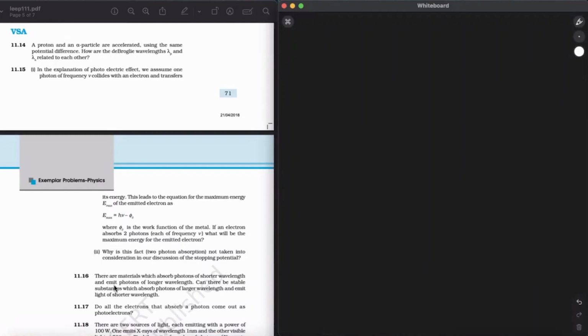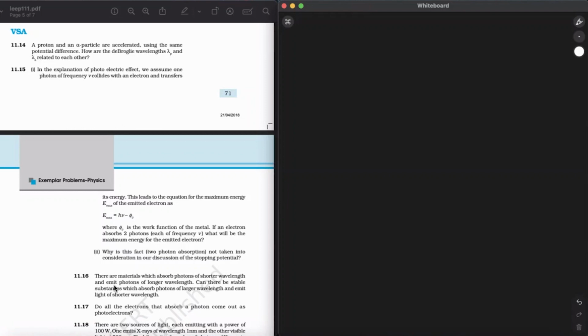11 to 15. Okay. 15 is the first. In the explanation of photoelectric effect, we assume one photon of frequency nu collides with an electron and transfers its energy. So this leads to the equation of the maximum energy E max of the emitted electron equal to h nu minus phi naught, and phi naught is the work function of the metal. An electron absorbs two photons, each of frequency nu. What will be the maximum energy of the emitted electron?